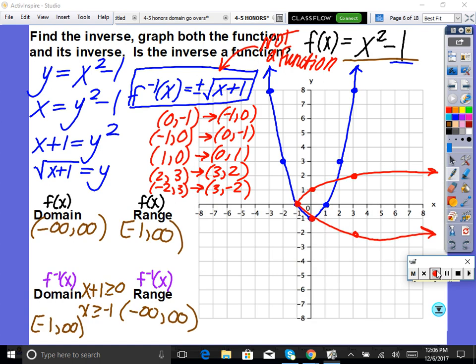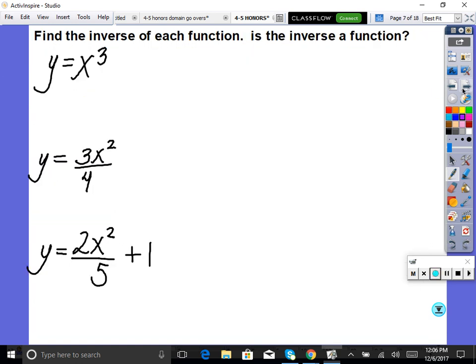Okay? Something else. So notice, we decided, given the quadratic, its inverse would not be a function because when solving, we need a plus or minus, correct? So think about it. For even roots, anytime we have an even degree and we find the inverse, we'll have an even root, which will get a plus or minus. Those inverses would not be functions.